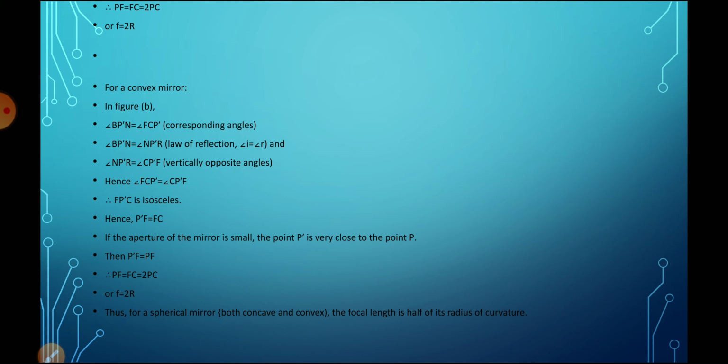The aperture of the mirror is small. The point P' is very close to the point P. Then P'F is equal to PF. Therefore, PF is equal to FC is equal to PC/2, or f is equal to R/2. Thus, for a spherical mirror, both concave and convex, the focal length is half of the radius of curvature. This is the proof.